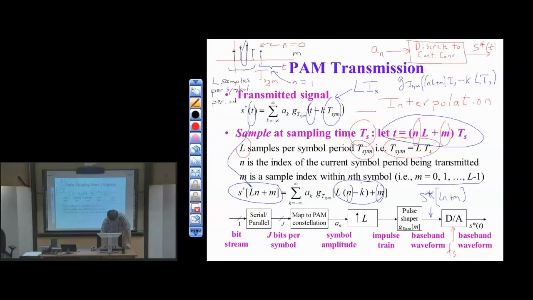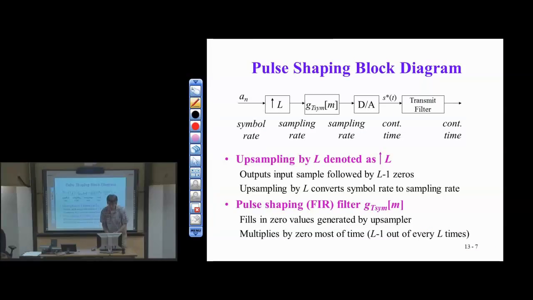All right. Let's walk through this and do a real simple example to make it a little more clear. Now my processing stages are the following. I want to take a stream of symbol amplitudes A sub n, which is at the symbol rate.